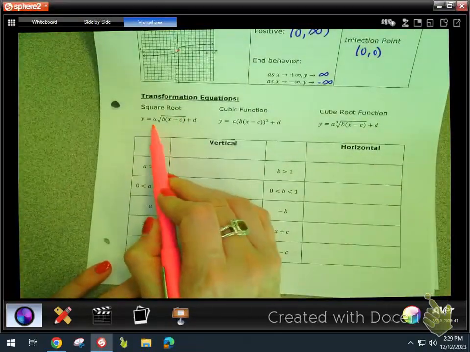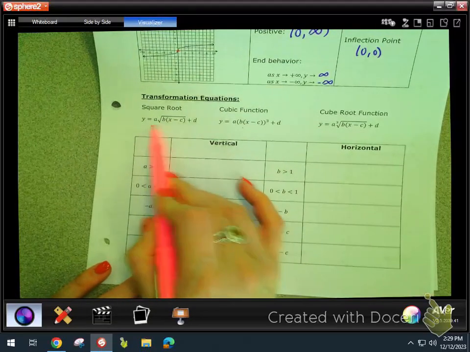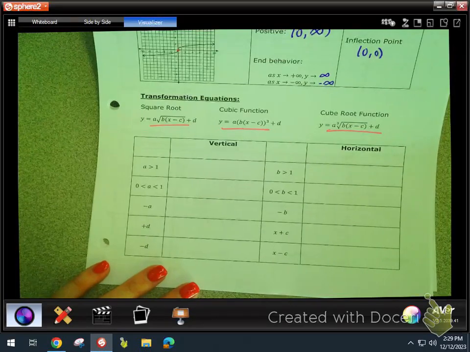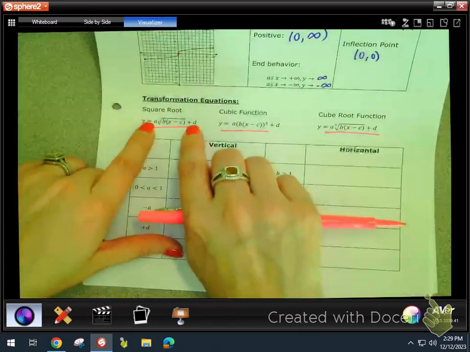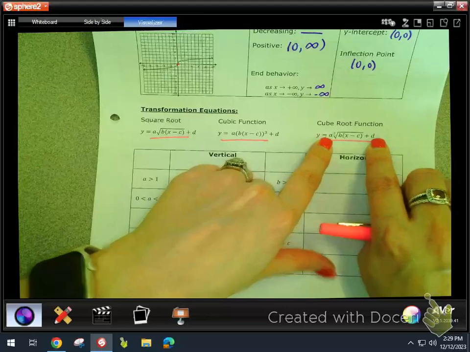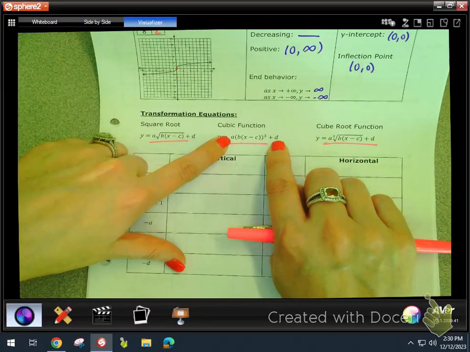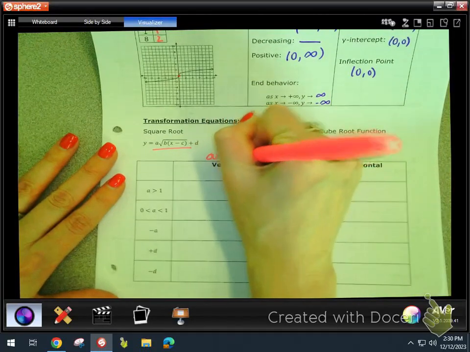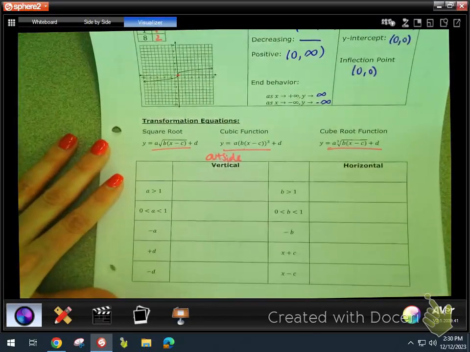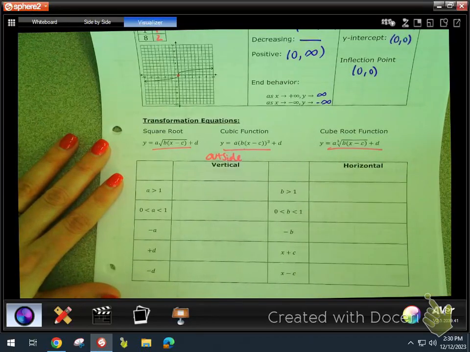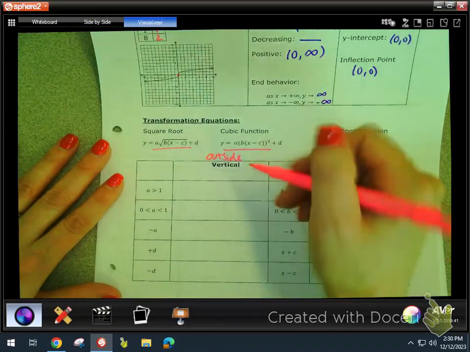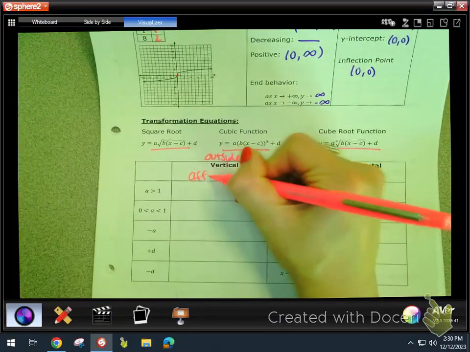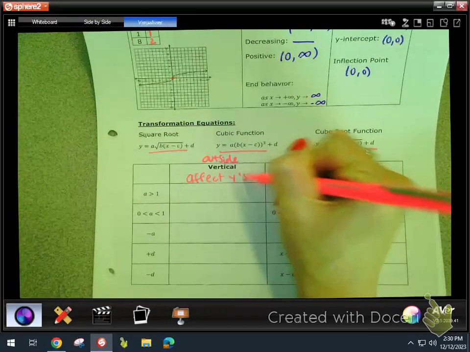So here's where A, B, C, and D lie in each of our parent functions here. Remember, A's and D's are always happening outside of the function. They're outside of the square root. They're outside of the cubed root. They're outside of the parentheses to the third. So those are always going to be outside transformations. And they're always going to affect which value, your x or your y, if they're outside? Y. They're vertical. So these are going to affect your y's.